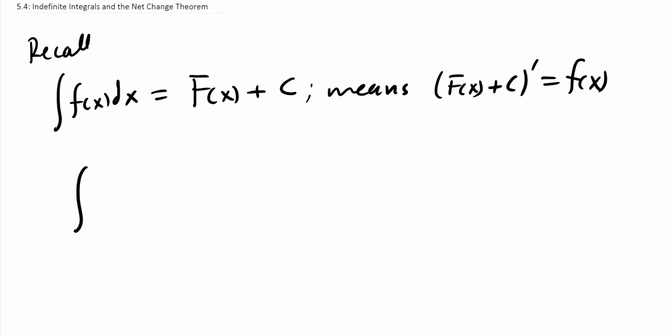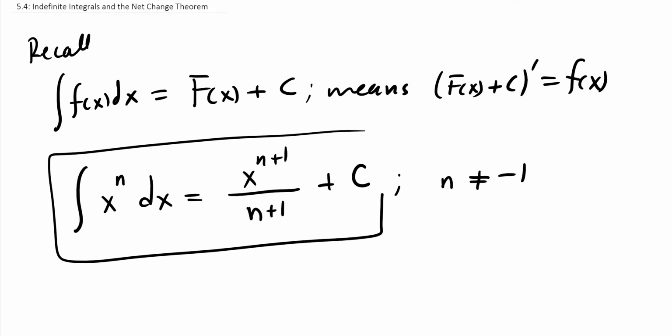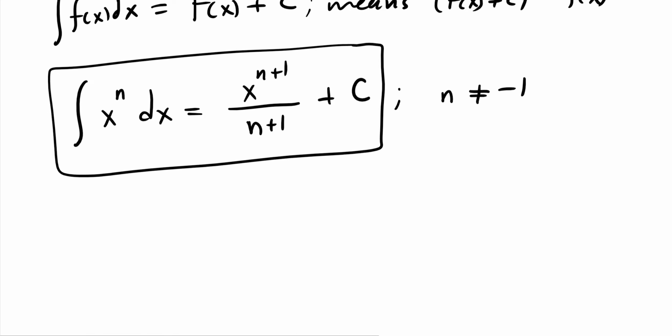We introduced the first rule, x to the n dx. The rule said you add 1 to the exponent, divided by the same exponent, n plus 1, plus c, constant, provided n cannot be -1, because we're not allowed to divide by 0. So this rule is very important. In the previous sections, we were guessing and checking what would be the antiderivative. Here, the formula is given, so you can go straight forward and start integrating, use this one.